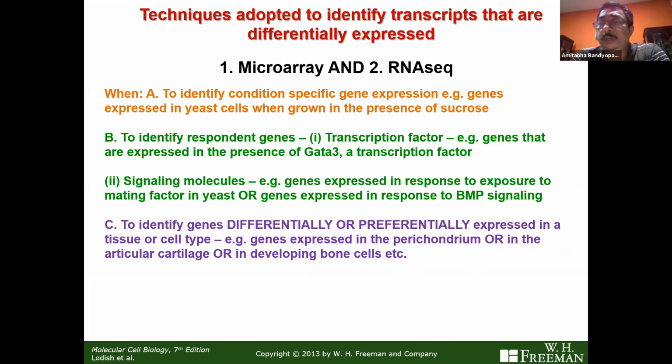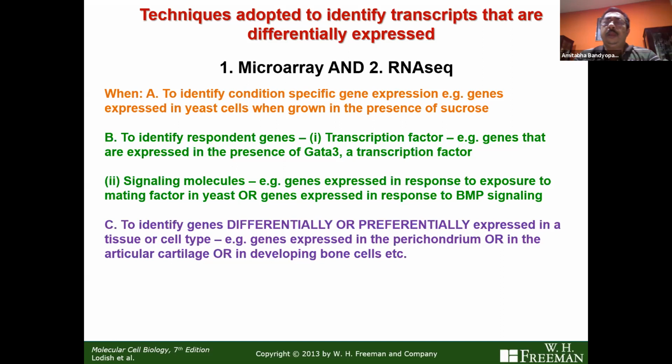So we have discussed some of the hybridization based techniques before, that is northern hybridization, southern hybridization, etc., and also RNA in situ hybridization. Today I'll be talking about first microarray and RNA-seq kind of techniques, and then I will go back and give you precise input about which hybridization technique is used when and for what purpose.